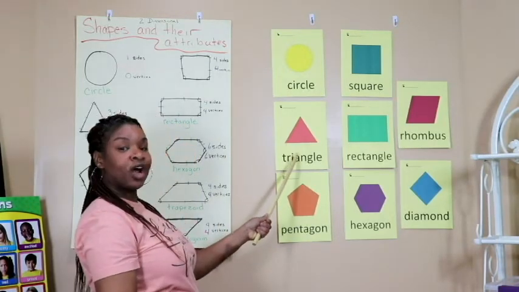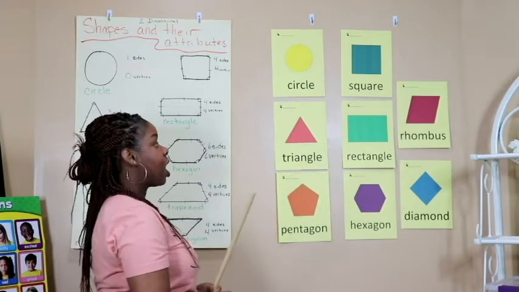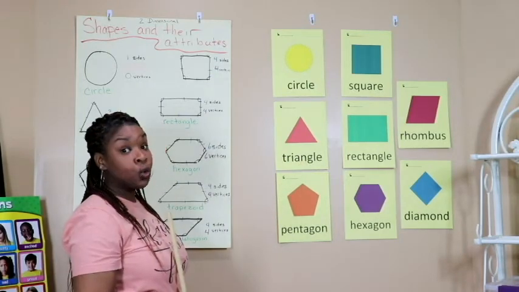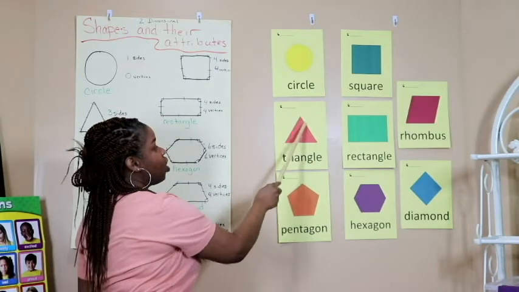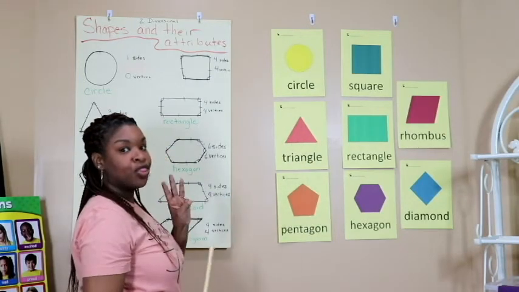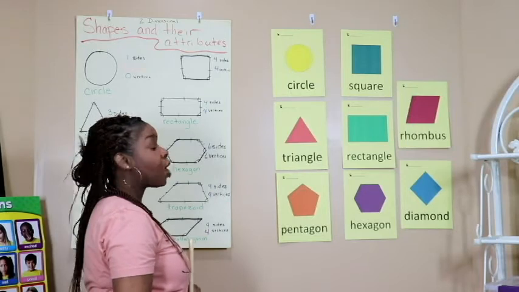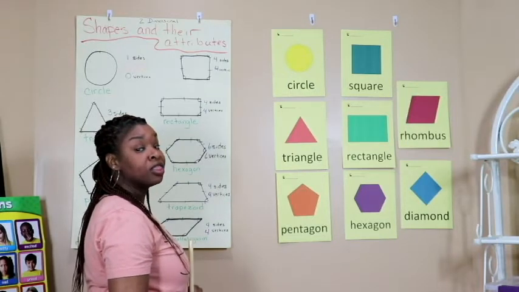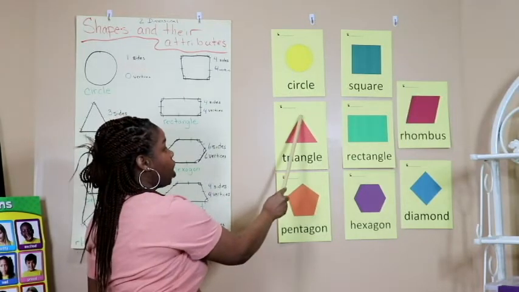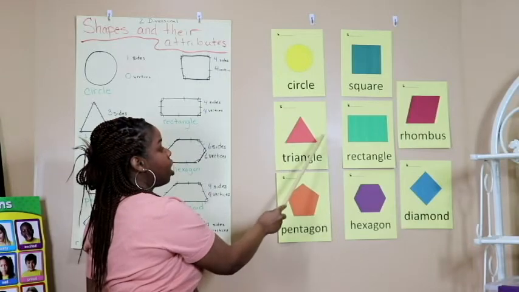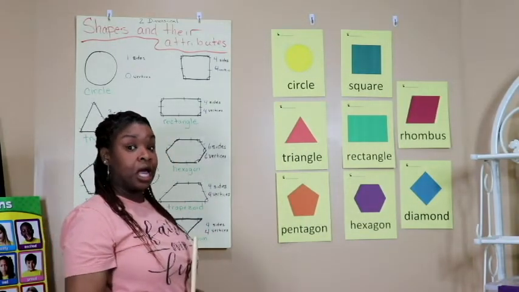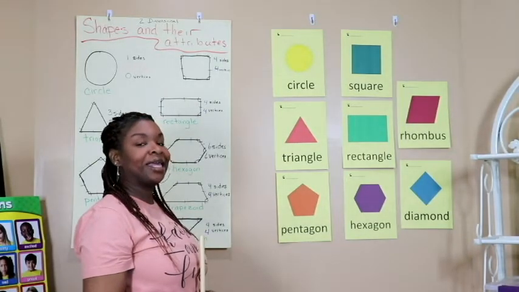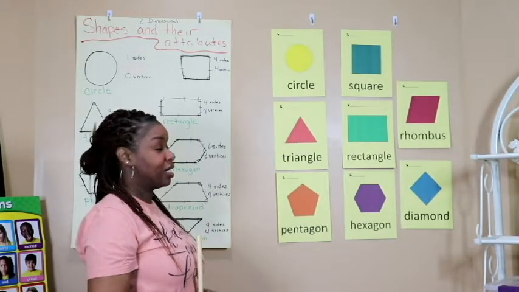Let's move on to the triangle. Let's count our sides on the triangle. 1, 2, 3. 3 sides. Let's count our vertices on the triangle. 1, 2, 3. So our triangle has 3 sides and 3 vertices.